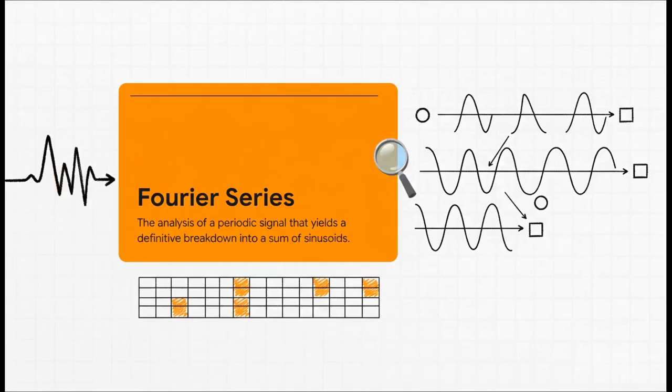And this incredibly powerful idea has a name, the Fourier series. You can think of it as the mathematical recipe book that lets us take any complex signal and break it down into its simple sine wave ingredients. And of course, once you know the ingredients, you can start changing the recipe.